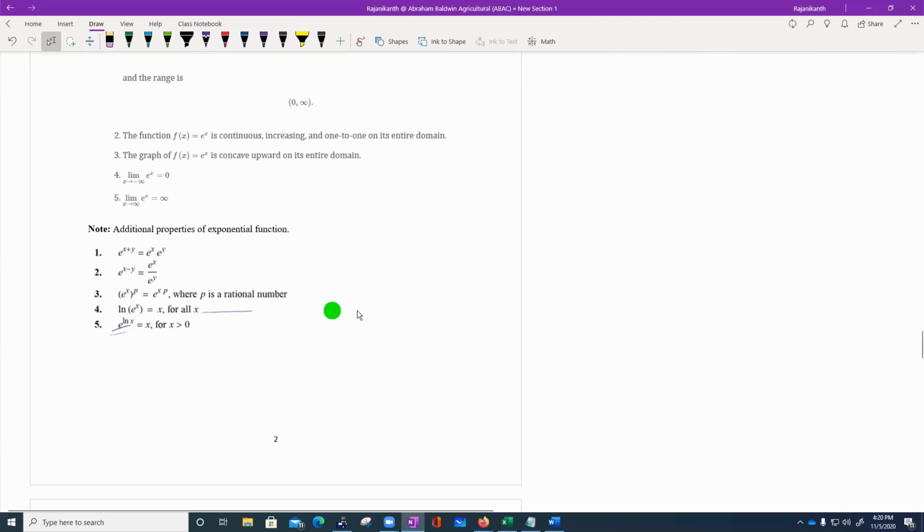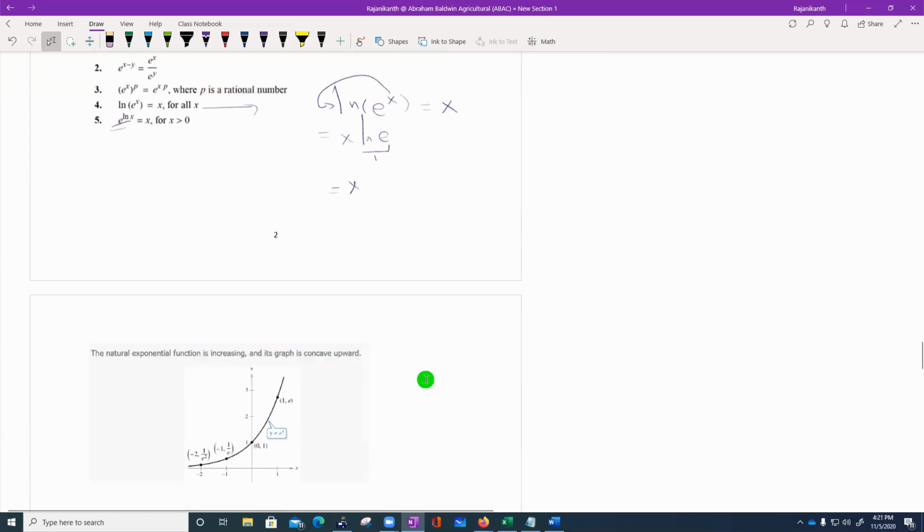Could you just justify this relationship, why this is true? Why is ln e to the power x equal to x? Exactly, you could pull this power in front of the log, so that equals x ln e, but ln e is 1, so x times 1 is x. Makes sense, right?